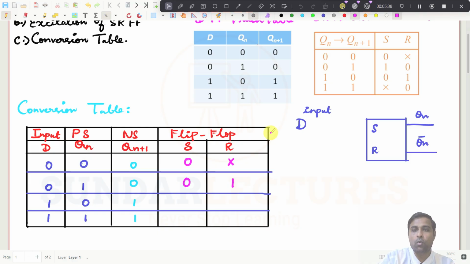And if it is 0, 1, what should be the S value? It should be 1, and R should be 0. So this is 1, this is 0. And if it is 1, 1, what should be the S value? It is X, and R is 0.